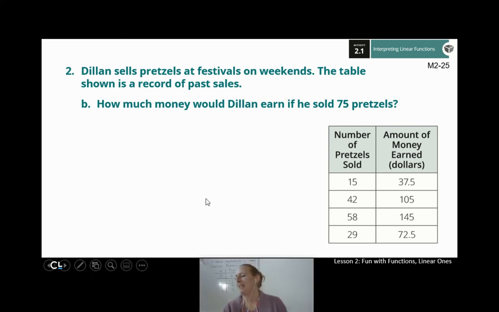So if it's $2.50 per pretzel and it's 75 pretzels, I would multiply, right? $2.50 per pretzel, he sells 75 pretzels, and I use my trusty calculator. And I got $187.50. That's how much money he would earn if he sold 75 pretzels. Awesome.